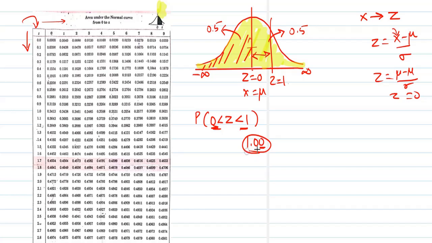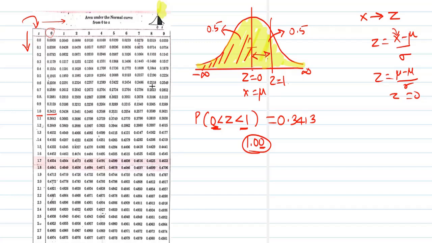So when I want 1.00, how will I look it up? 1.0 is available here and the next value is 0, which is available over here. So 1.00 is going to be 0.3413. So 0.3413 is going to be the area between Z equal to 0 to Z equal to 1.